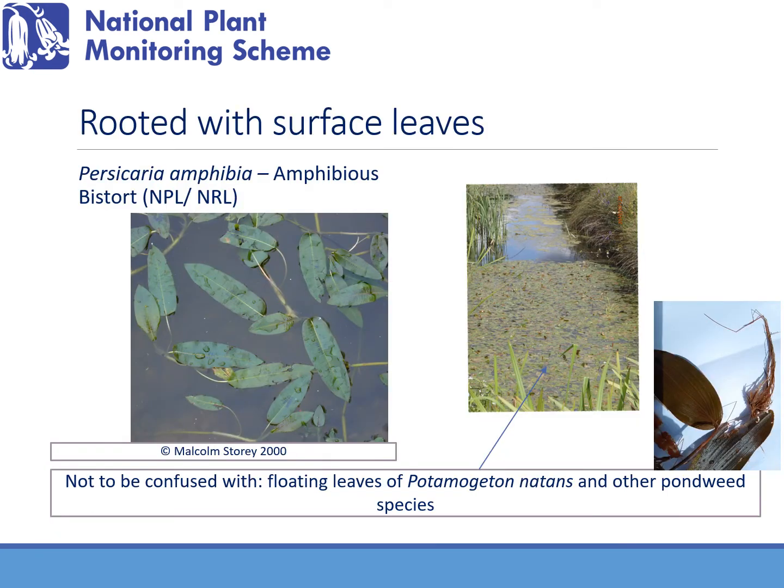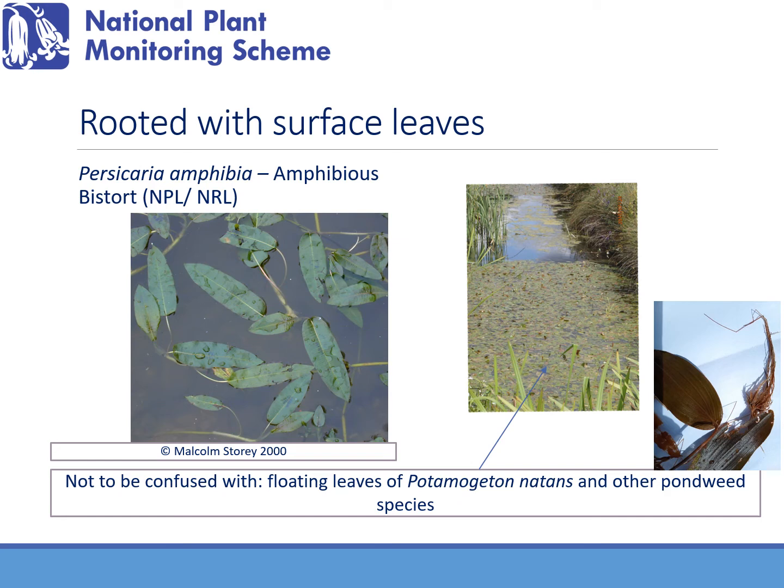The final species that's rooted but has floating leaves that we're going to consider is Persicaria amphibia, the amphibious bistort, which is shown in the photograph on the left. This is another species that's undergone a name change, and if you look in older books you might see it called Polygonum amphibium. It has these oval, almost oblong, dark green leaves.